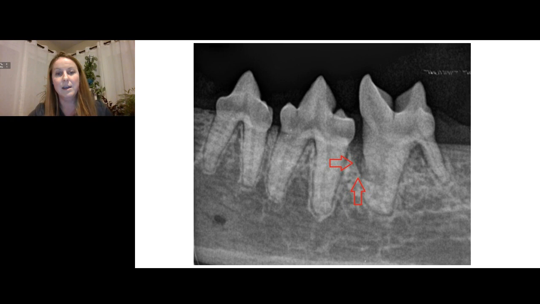So what's going on here? Well, we have bone loss going on here. Okay, so do cats get periodontal disease? Of course they do. But does this look like periodontal disease? Well, I don't know. Maybe not.